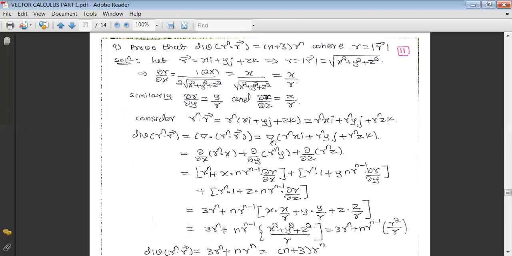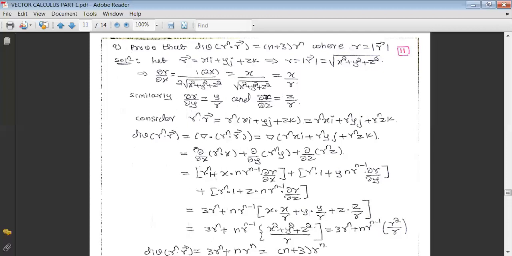That is del, the dot product of this r raised to n into r bar is given by r raised to n into xi plus r raised to n into yj plus r raised to n into zk. Therefore, once you find the dot product between them, that is going to be dou by dou x of r raised to n x plus dou by dou y of r raised to n y plus dou by dou z of r raised to n z. Now you go and differentiate each of these with respect to x, y, z partially. Please keep in mind that r is a function of x, y, z.